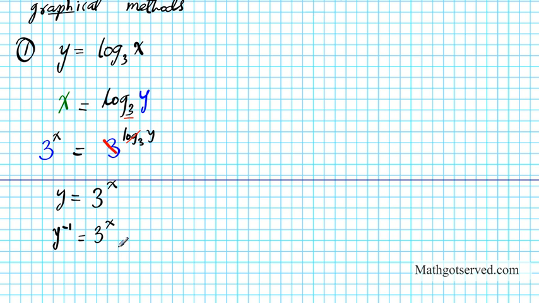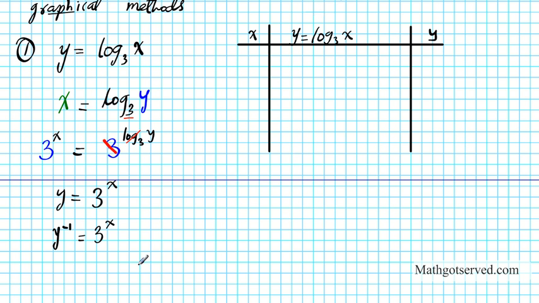Alright, so is this answer correct? Well, let's see. We're going to start out by using tabular methods to see if our answer is correct. First thing, let's make a table of the original function. We're going to have x, and then in the center we're going to have y equals log base 3 of x, and then here will be the y, which will be the final output.